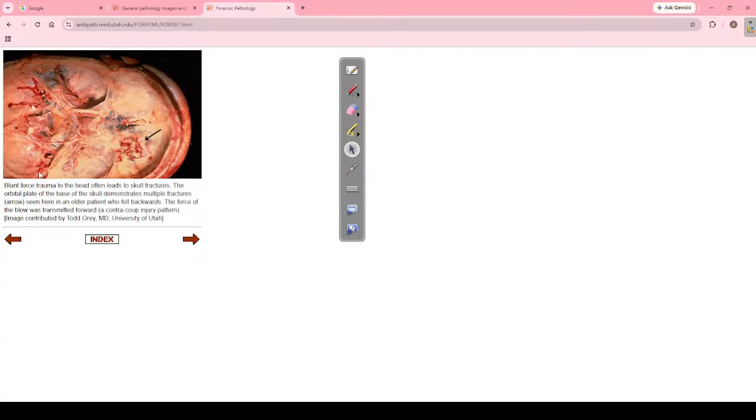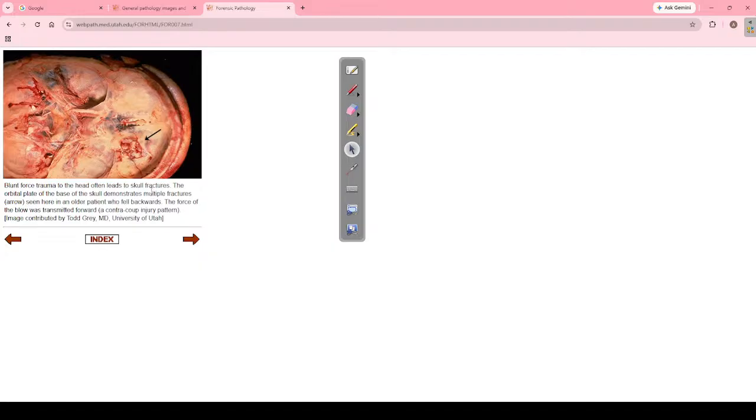This is the sagittal suture, coronal suture, sagittal suture, and base of the skull. Blunt trauma to the head will often lead to skull fractures. The orbital plate of the base of the skull will demonstrate multiple fractures, as shown by the arrow mark here. It is seen in an old patient who has fallen backwards, and the force of the blow was transmitted forward. This is also called contre-coup injury.